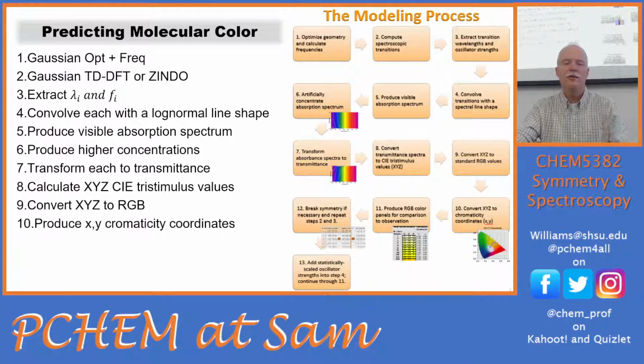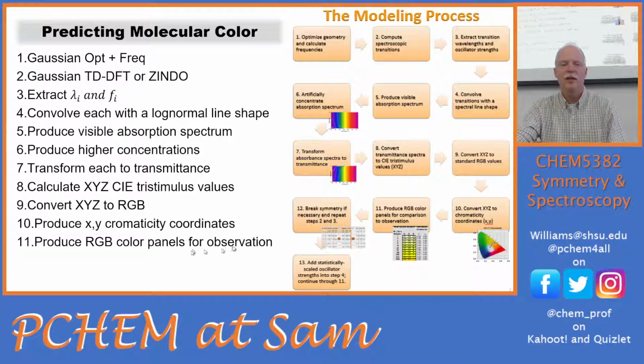And then we produce, just for intellectual satisfaction, just to see the chromaticity diagram, we can compute those chromaticity coordinates, and we can plot that chromaticity diagram. You see that over here on the right. And then here we're at step 11. We can produce those RGB color panels for observation. So this can be as complicated as you want to make it. I wrote a macro to do this, and I can give you the macro that you can use to do that. But at first, we'll just do it by hand.